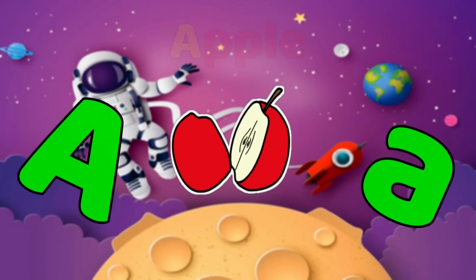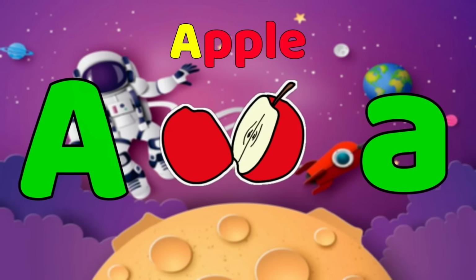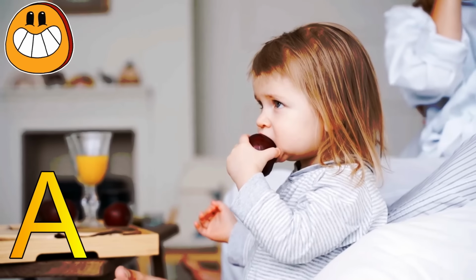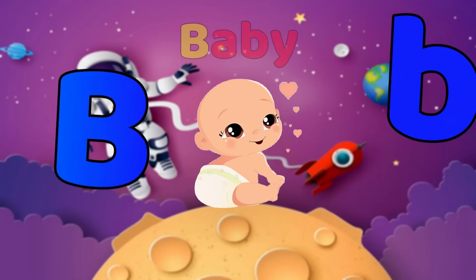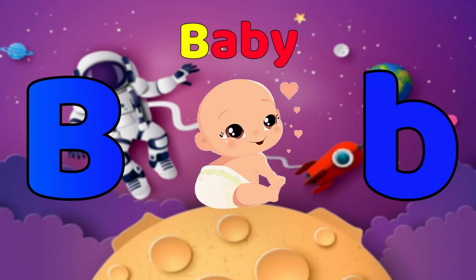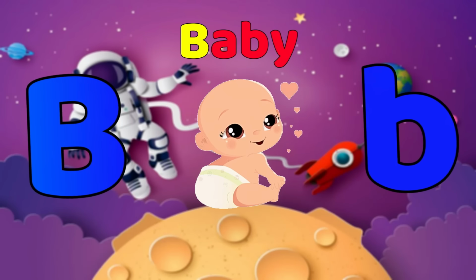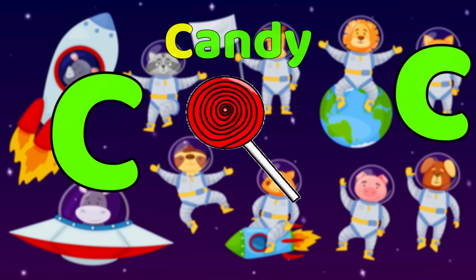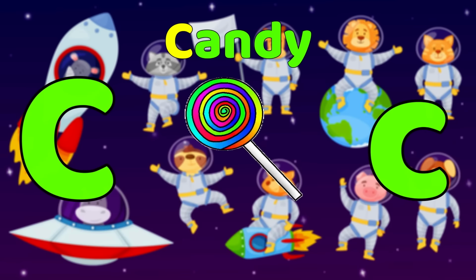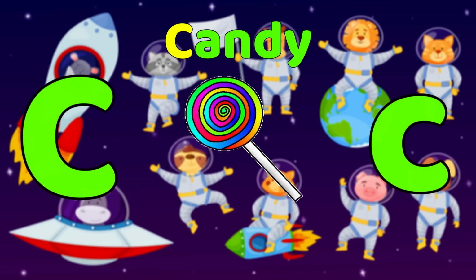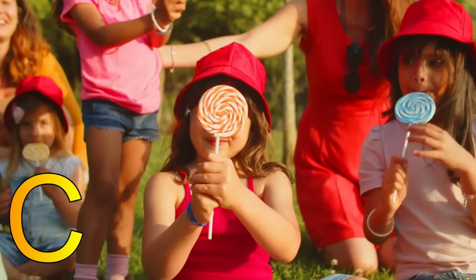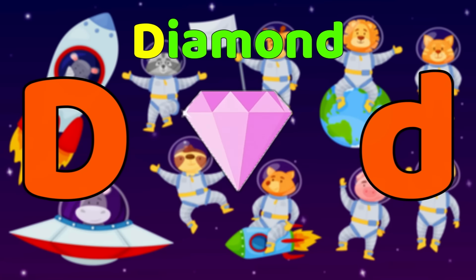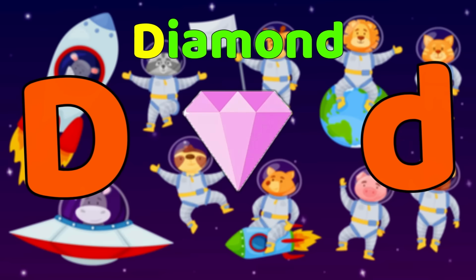Do it again. A is for apple. A, a, apple. A, apple. B, b, baby. C is for candy, c, c, candy. C, candy. D is for diamond, d, d, diamond.